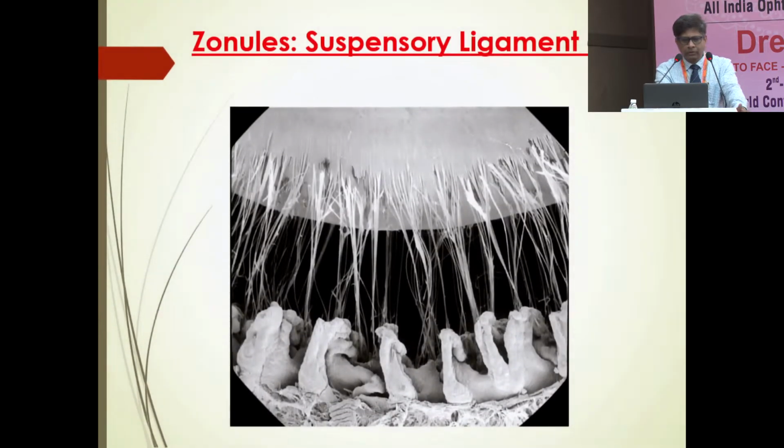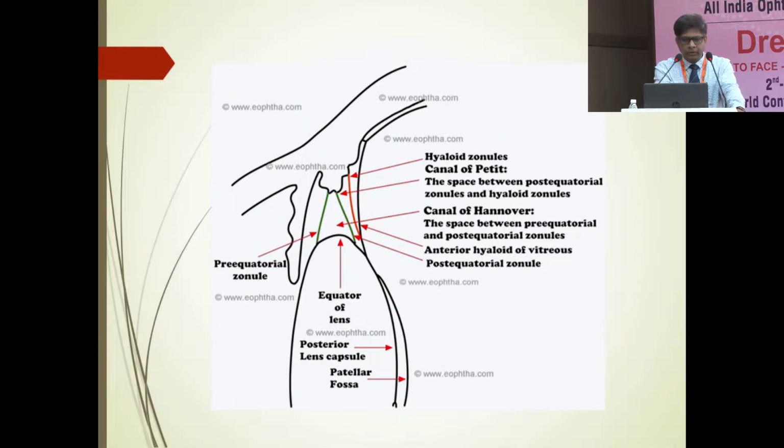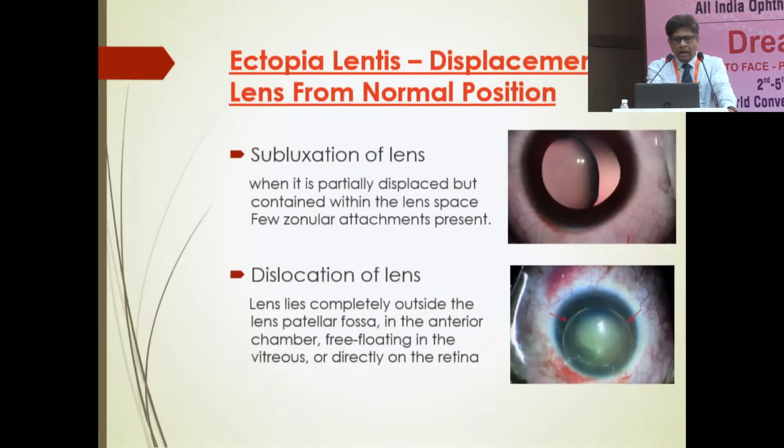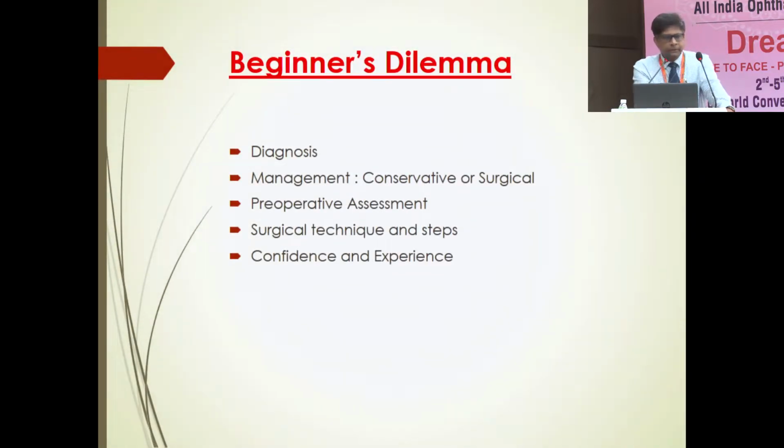So we all know that the zonules are microfibrils which suspend the lens 360 degrees. They extend from the ciliary body to the anterior and posterior capsule in the equatorial region of the lens. And when there is some loss of the zonules or weakness, we get subluxation of the lens. And when the lens is completely outside the patellar fossa, we get what we call dislocation of the lens. The beginners can have dilemmas in diagnosing, in management, in preoperative assessment, and in which surgical technique to choose from.